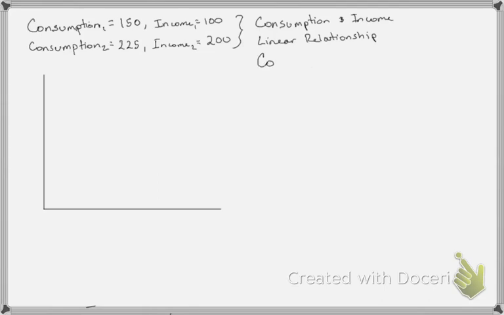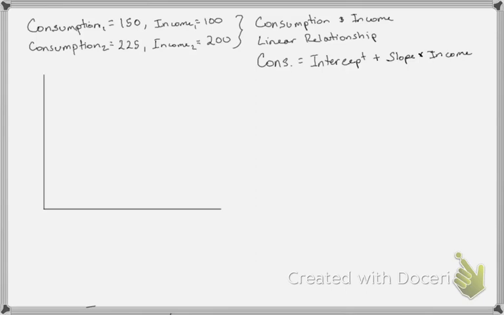So we can write our linear relationship between consumption and income as consumption is equal to some intercept, some fixed amount of consumption that takes place regardless of how much income we have, plus slope times our level of income. So in the end, what we want to do is solve for our intercept and our slope, that'll allow us to plug in any value of income, and that'll give us the consumption.